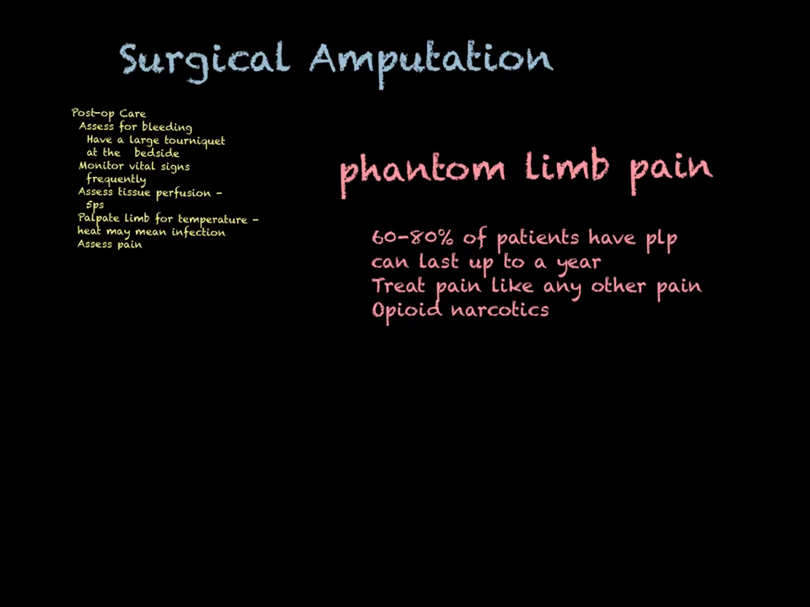And that's early on, it is fairly common, but it can last up to a year. So it's important to assess for this, and it's important to treat it. You must treat the pain seriously, like any other pain. It does originate in the nerves, so initially you might use opioid narcotics in the immediate post-op period. But as time goes on, you probably want to switch to something that's more effective for nerve pain, like gabapentin.